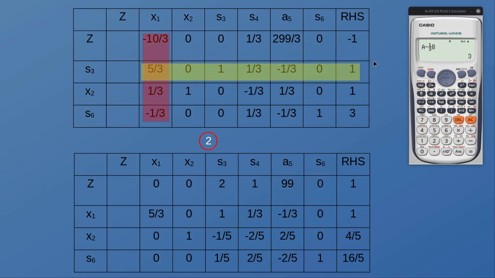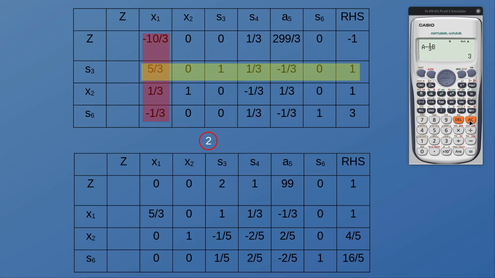So that's 1 divided by 3 by 5. That makes it, 1 divided by 5 by 3, my bad, that makes it 3 by 5. So 1 divided by 1 by 3, that makes it 3. So this is the least ratio. And of course, you do not have to consider the negative entries. Okay. If you get a negative ratio here, you don't have to consider that. So entering is x1 and leaving is s3, right?